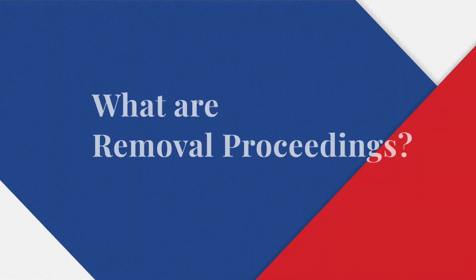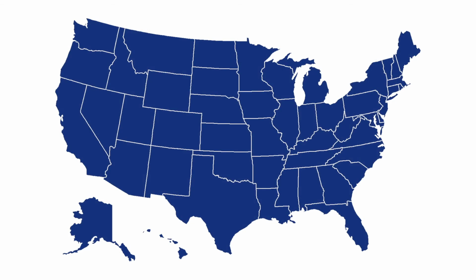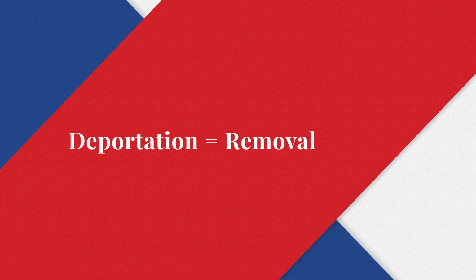Today we're going to talk about removal proceedings. A removal proceeding is the process by which the Department of Homeland Security tries to deport someone who they believe is in the United States in violation of law. Now, you may know the word removal by its other name, deportation. Congress simply changed the word in 1996.